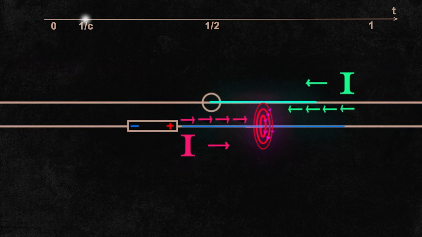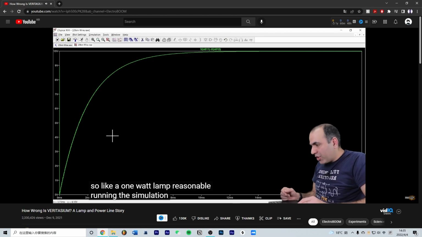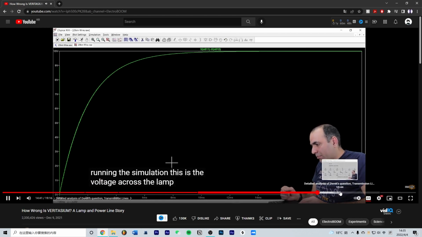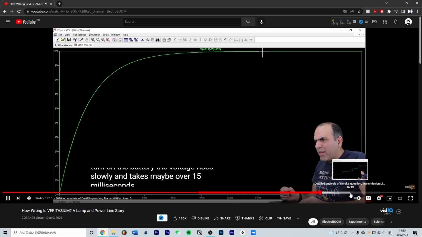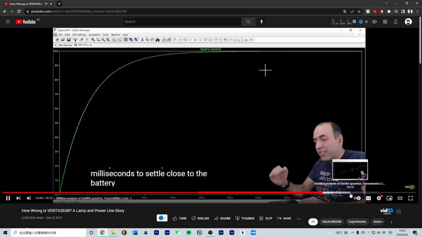I mean, you could say that both current and the magnetic field matter, but anyway, the bulb still turns on at t equals 1/c. Running the simulation, this is the voltage across the lamp. The voltage rises slowly and takes maybe over 15 milliseconds to settle close to the battery voltage.